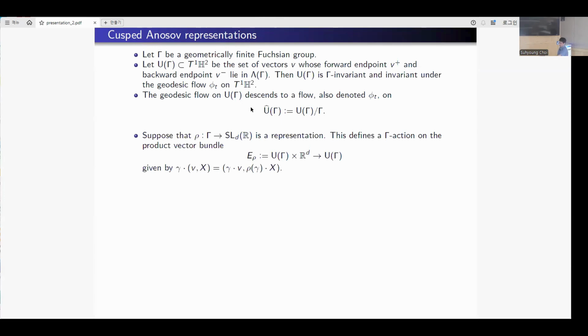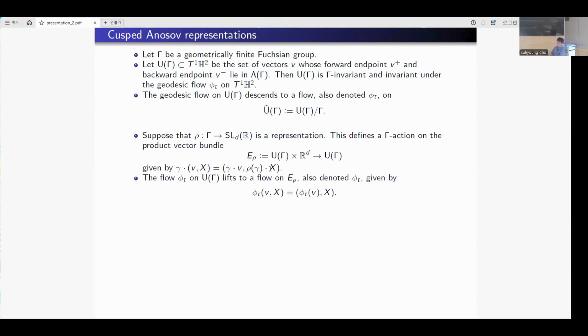So far, this is just about the group. Now I'm going to put in my representation. So I have a representation rho from gamma to SL(D, R). This representation allows you to define a gamma action on this product bundle. I'm looking at just the product U gamma times R^D, and I view this as a rank D real vector bundle over U gamma. I'm going to call this E rho. The rho dependence is because this bundle comes with a gamma action, given by gamma times (V, x): on the base you just translate by gamma, and on the fiber you move it by rho of gamma. So you have this gamma action.